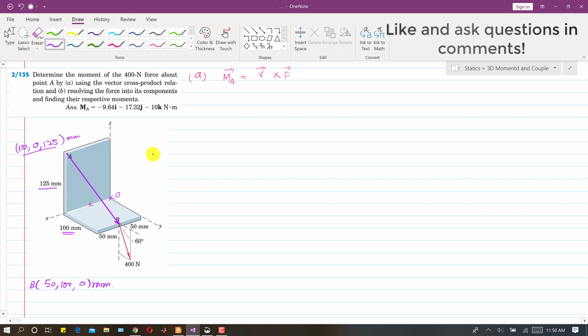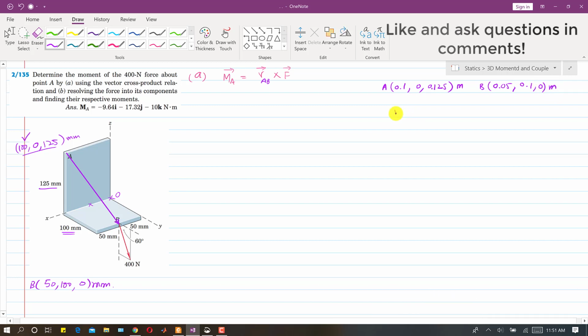Now we are able to find the moment arm vector, which is from A to B. Let me convert the coordinates of A into meters: 100 divided by 1000 is 0.10, and 125 is 0.125, so these are in meters. The coordinates of B in meters will be 50 divided by 1000, which is 0.05, 100 divided by 1000 is 0.1, and this is 0.